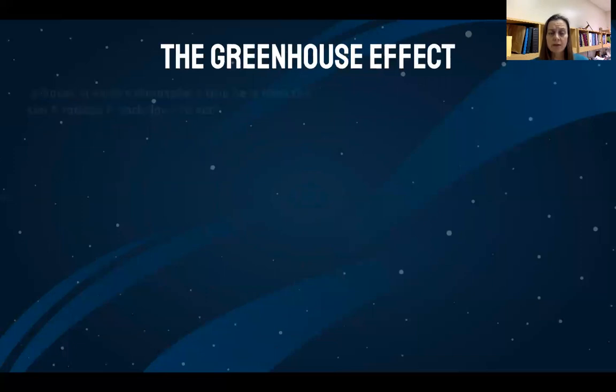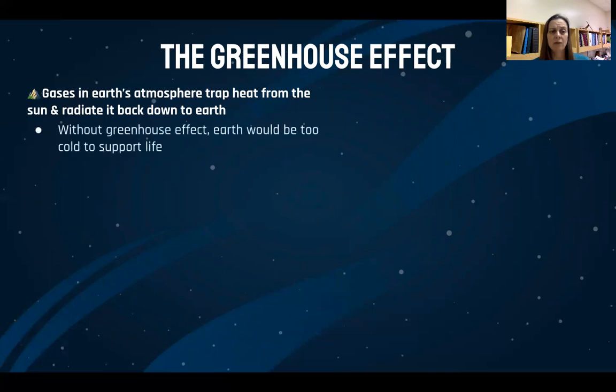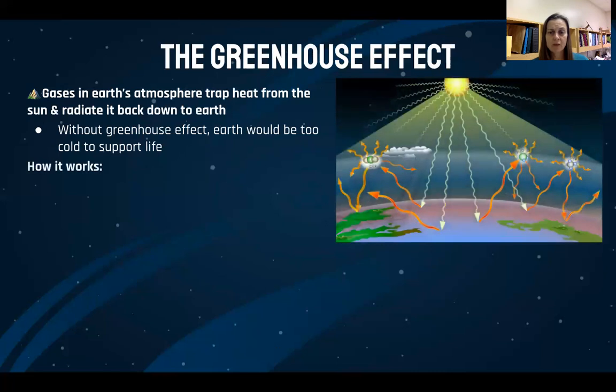So what is the greenhouse effect? Well, the gases in Earth's atmosphere, specifically the ones we refer to as greenhouse gases, trap that infrared radiation rather than allowing it to pass through those gases and back out into space. They radiate it back down to Earth. Now, it's important to recognize that we need the greenhouse effect. Without the greenhouse effect, Earth is going to be too cold to support life. Just like we can't grow plants here in the winter without a greenhouse, we couldn't survive on Earth without the greenhouse effect. So how does it work?